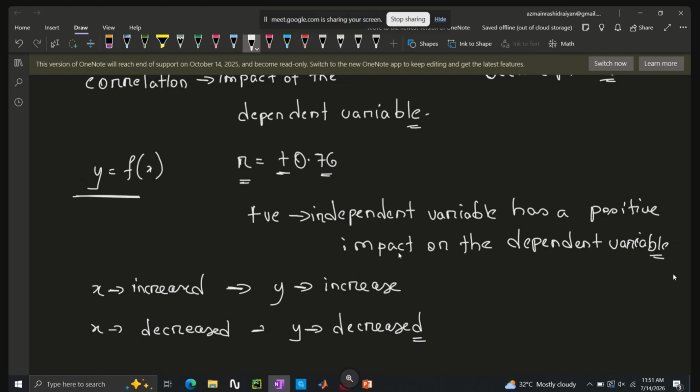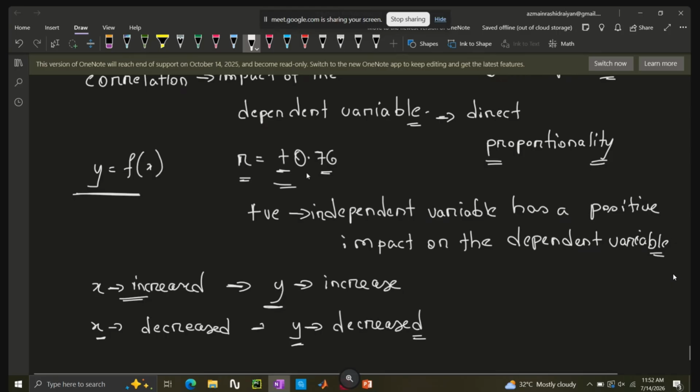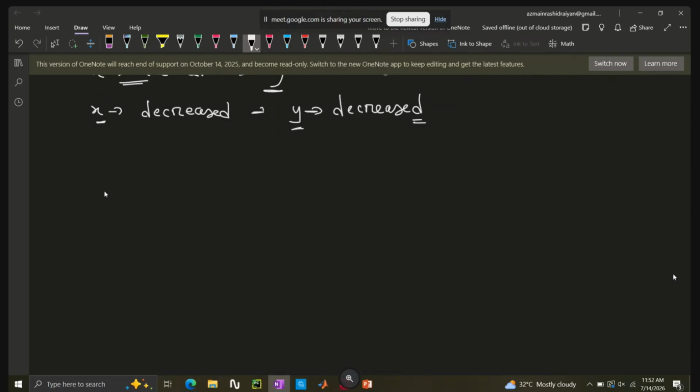So this is what positive correlation means. If my correlation coefficient is positive, it indicates a direct proportionality. So if my correlation coefficient is positive, I can understand that the relation is directly proportional, which means if my independent variable increases, the dependent variable will also increase.